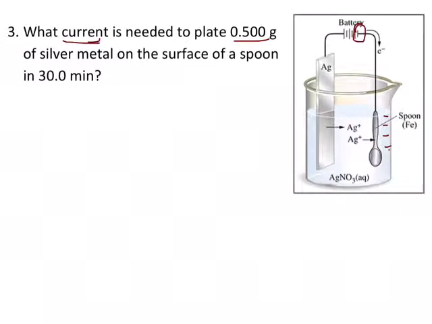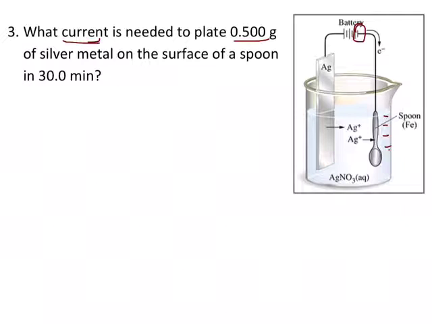Another way to look at it would be, if we start with the 30 minutes, well, what could we do with that? Well, we could possibly convert it to seconds, but then we wouldn't be able to go anywhere else because we don't know the current, so we couldn't go anywhere. But if we start with grams of silver, we could switch to moles of silver, moles of electrons. We actually have a path to take.